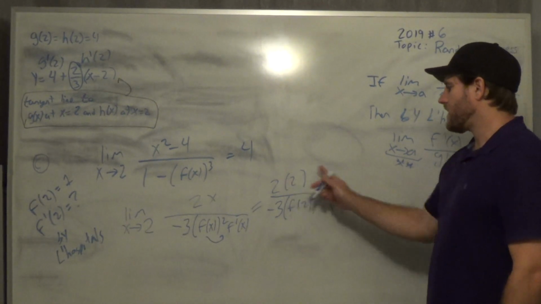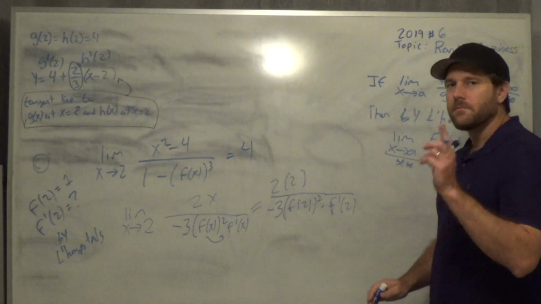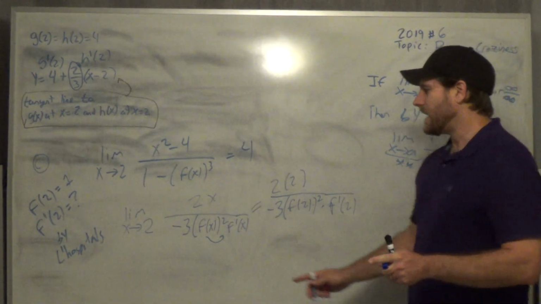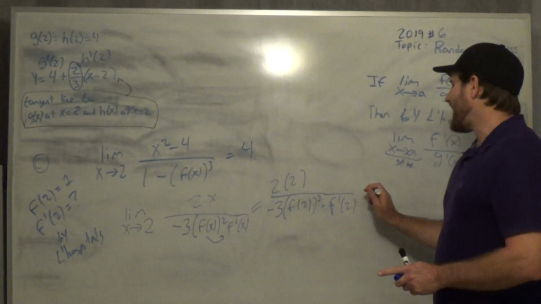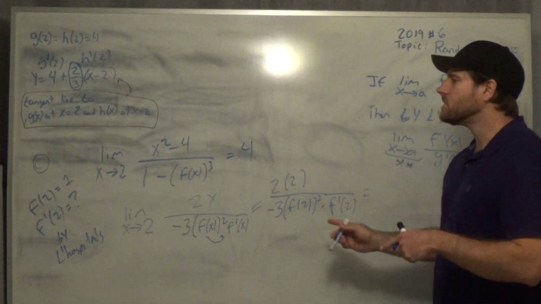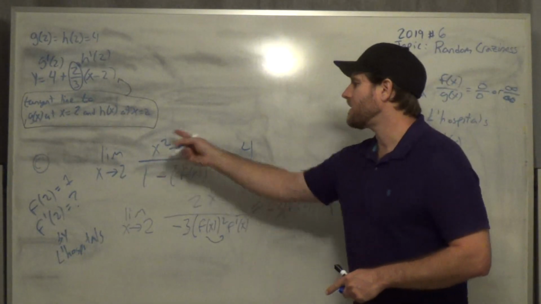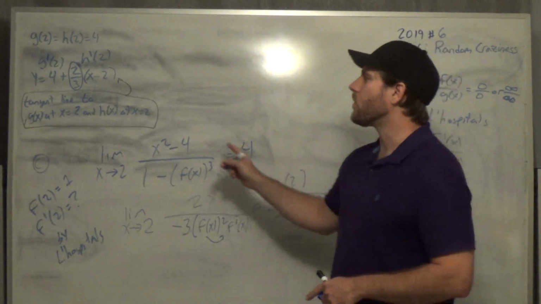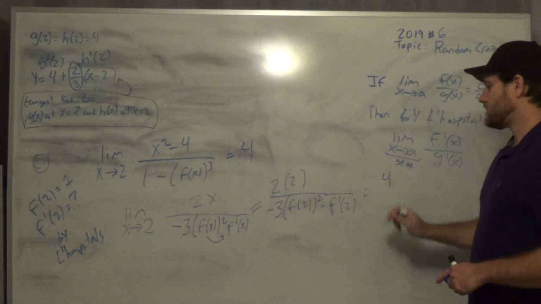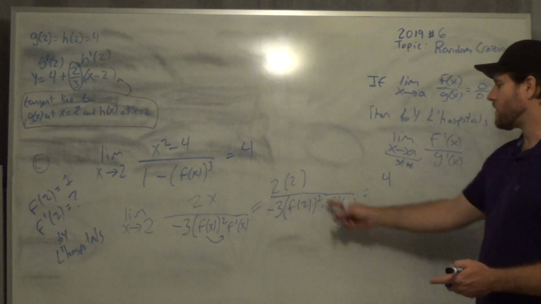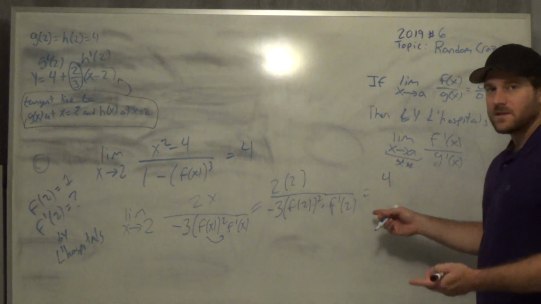And you might think, well, that's great, but I'm stuck. But I'm not stuck. I did L'Hopital's. I plugged in a 2, and I actually know what the answer is because I knew in the very beginning that when I find my answer using L'Hopital's, I would get 4, the actual value of h of 2.